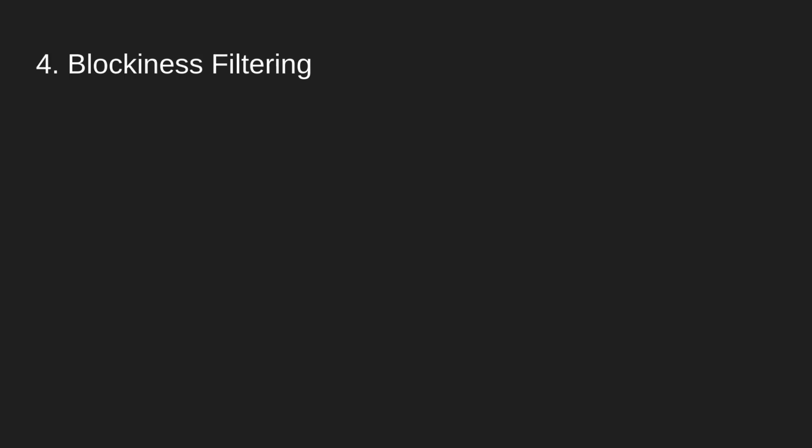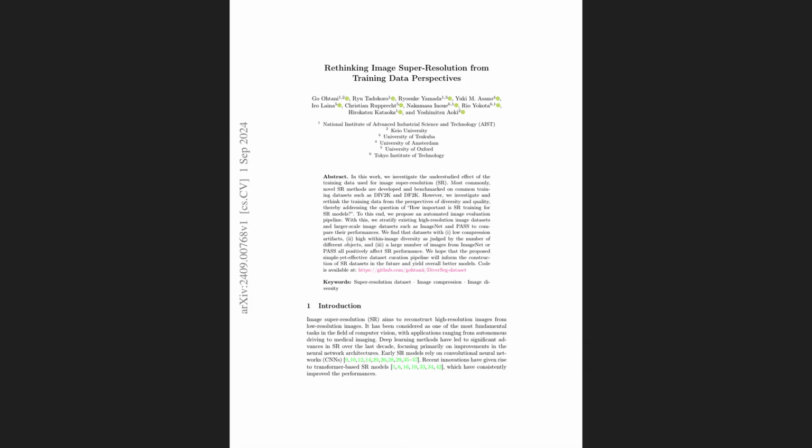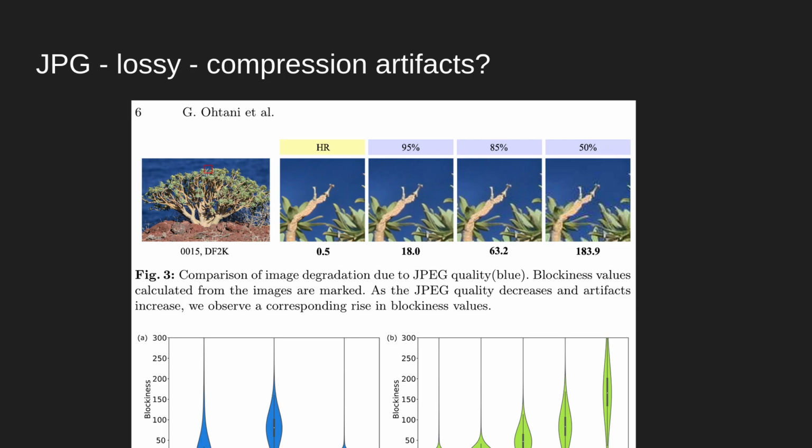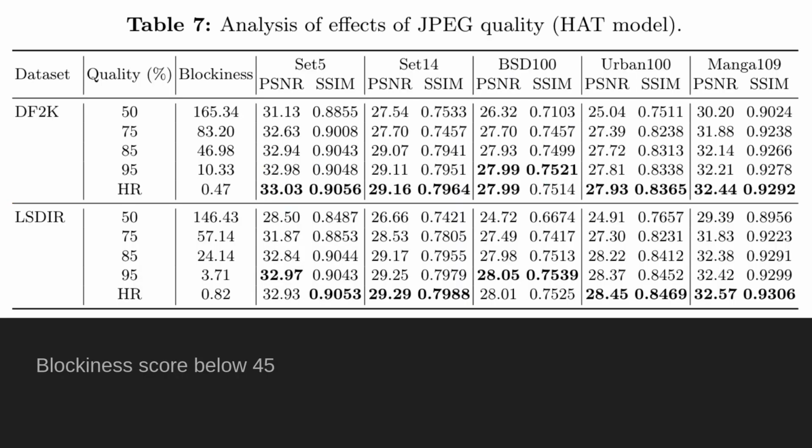Then I did blockiness filtering. What's that and why did I do it? There was a paper that came out in September, so beginning of this month, which was really interesting. I can recommend it. They looked at the influence of the dataset on model training for single image super resolution, which is great because I don't see many papers in that direction. And something they did is add compression to the DF2K dataset and the LSDIR dataset, as you can see here.